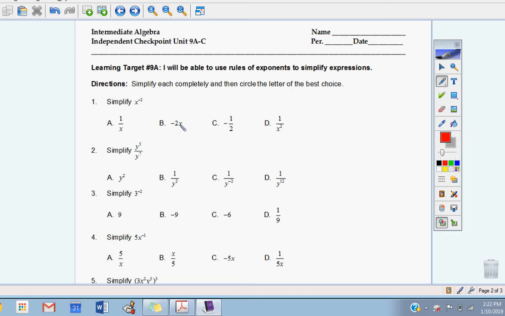To the answer key. Hopefully you tried your best on this, and we'll see how you're doing. So make your corrections, please, on your quiz and turn it in when you are done. First one, this is on top. It's negative. It needs to go to the bottom and become positive.